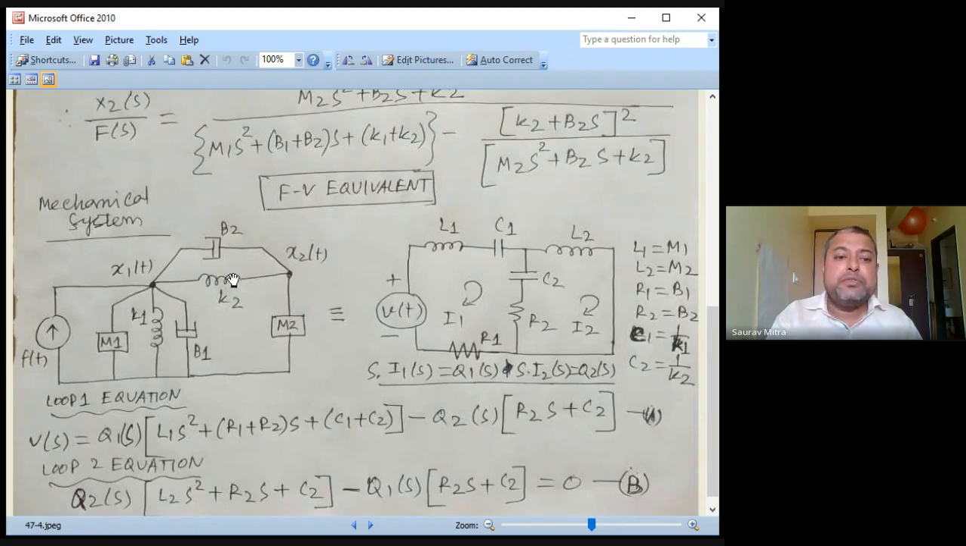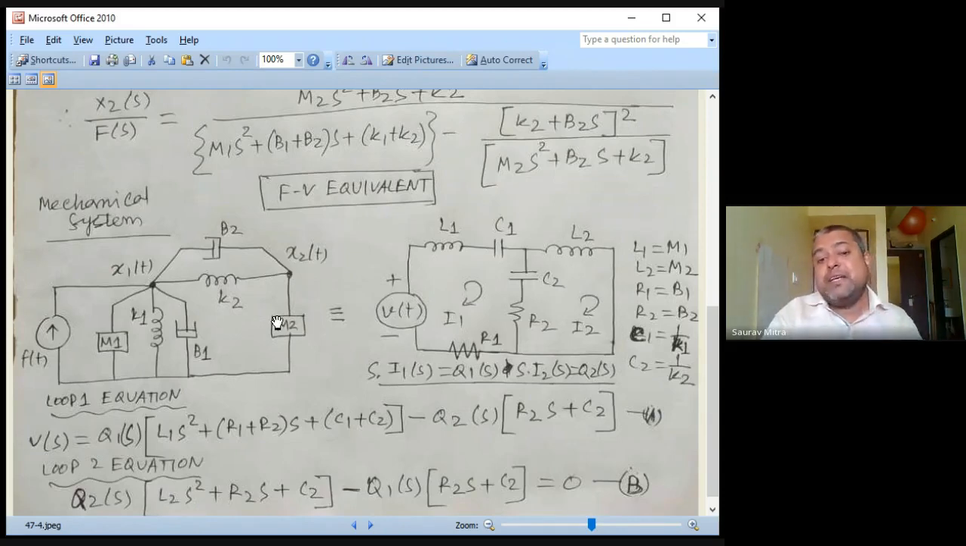The second part is B2 and K2. These two things are in parallel, so they will appear in series. Again, the series arm will come in parallel, because this is a series thing. So B2 and K2, which are in parallel, will come in series. So B2 becomes R2 and K2 becomes C2, and the value of C2 is equal to 1 by K2. Finally, the M2 will become L2.